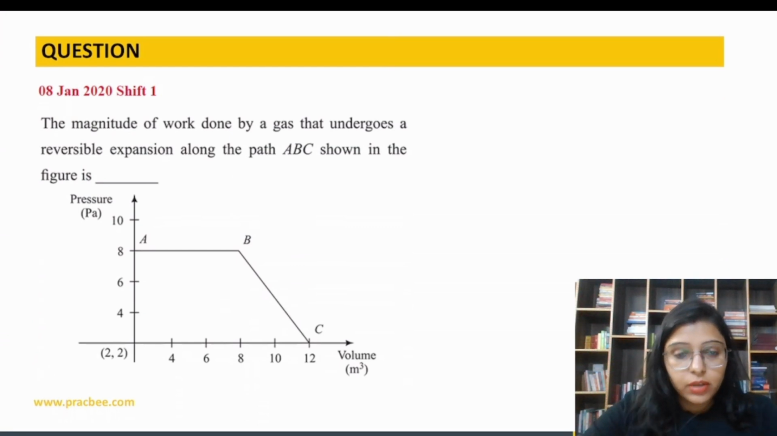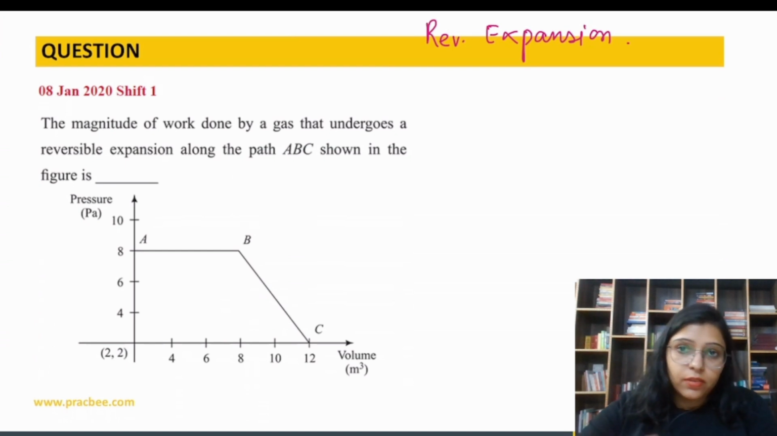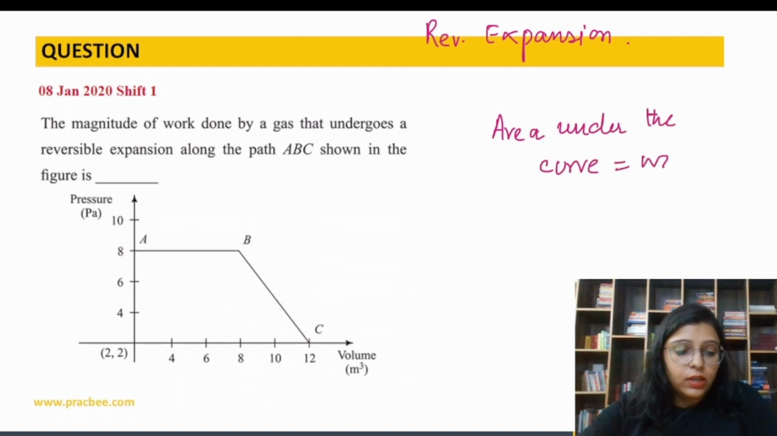The magnitude of work done by a gas that undergoes a reversible expansion along the path ABC shown in the figure. When we have this kind of question, reversible expansion and all, see, the area under the curve is equal to work done, right?